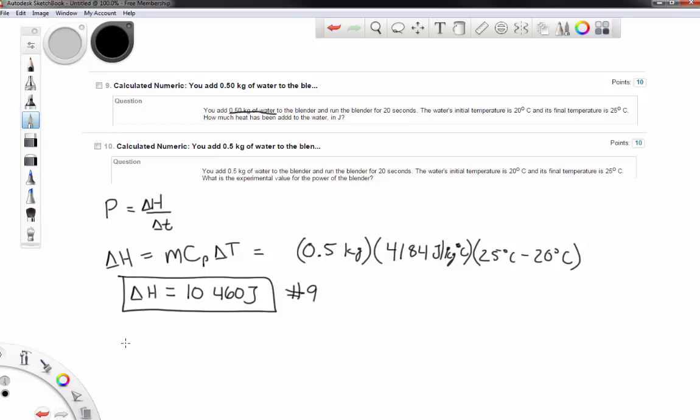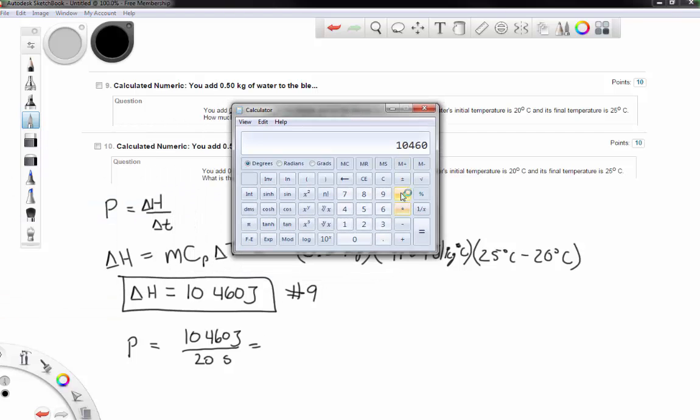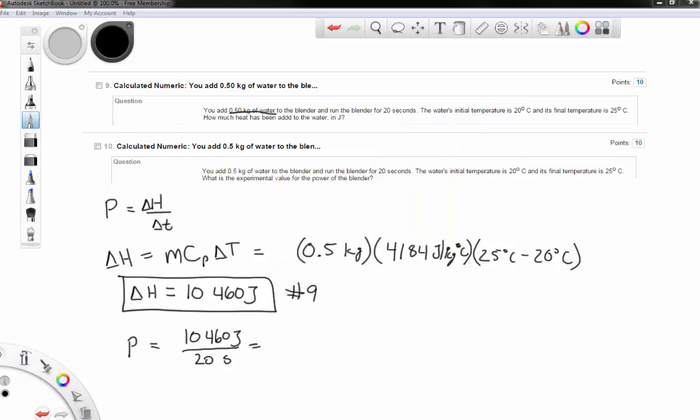Okay, question number 10 says that we want to know how much power, and that this is delivered over 20 seconds. So we take 10,460 joules and we divide it by 20 seconds. Let's go ahead and divide this by 20, 523. So the experimental power of this is 523. A joule per second is the same thing as a watt. So this is the answer then to number 10.